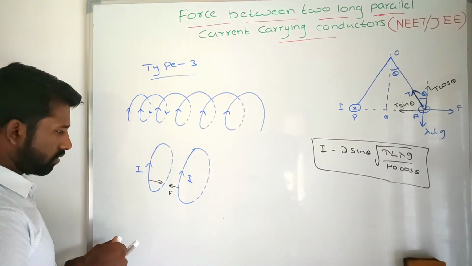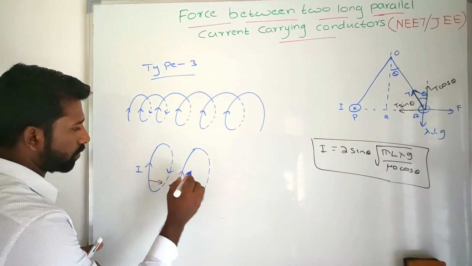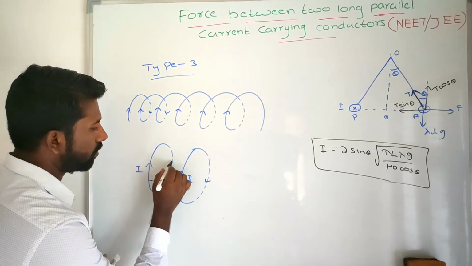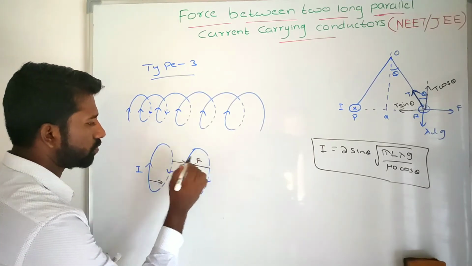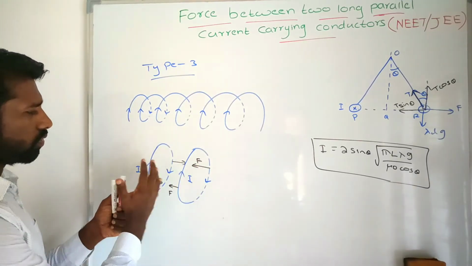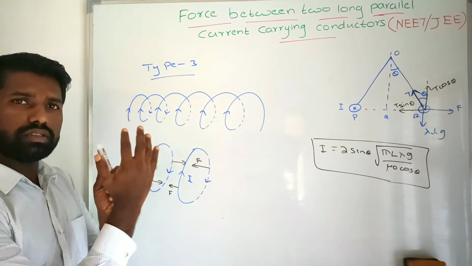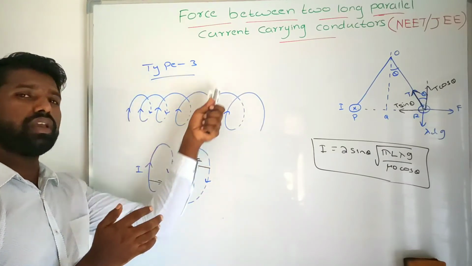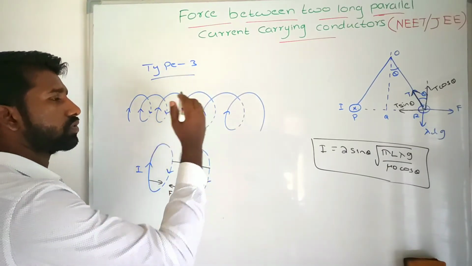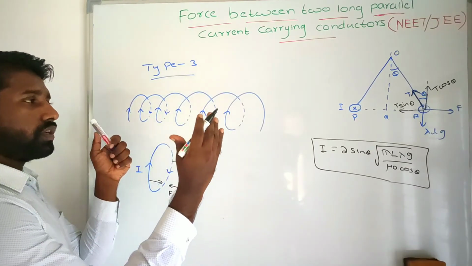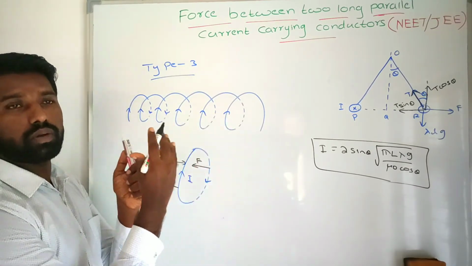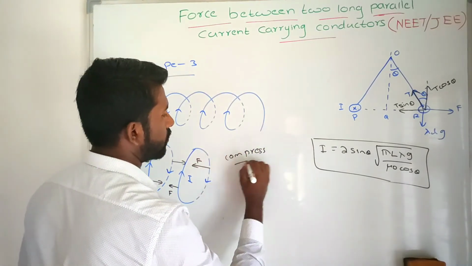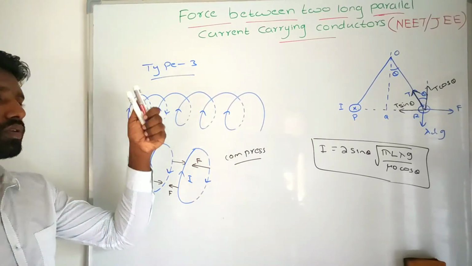Okay, and this you see in the back portion. Here the current is also in the same direction. So these two back portions will attract each other with a force. Okay, so likewise each neighboring circular turn attracts the others. So the spring compresses. When the current flows through a spring, its shape changes. That is, it will be compressed. Okay, spring compress. This is about type 3.